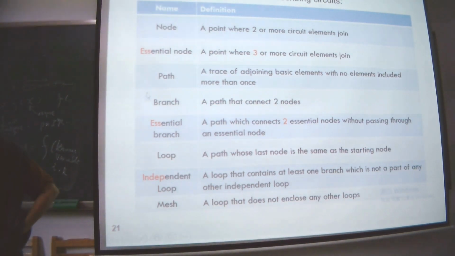Do you know bridge? Do you know essential bridge? So, in our book, we use essential branch as our branch. Loop, independent loop, mesh. We also use independent loop, not loop. And for independent loop, we normally choose mesh as the independent loop, but not always, just in most cases.